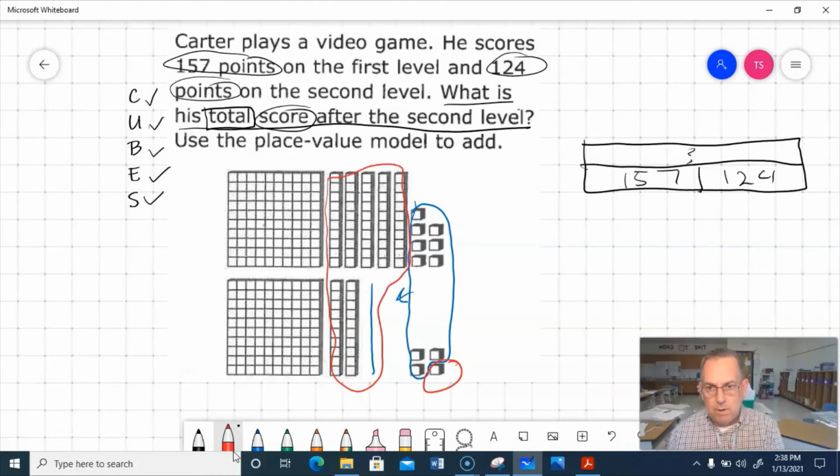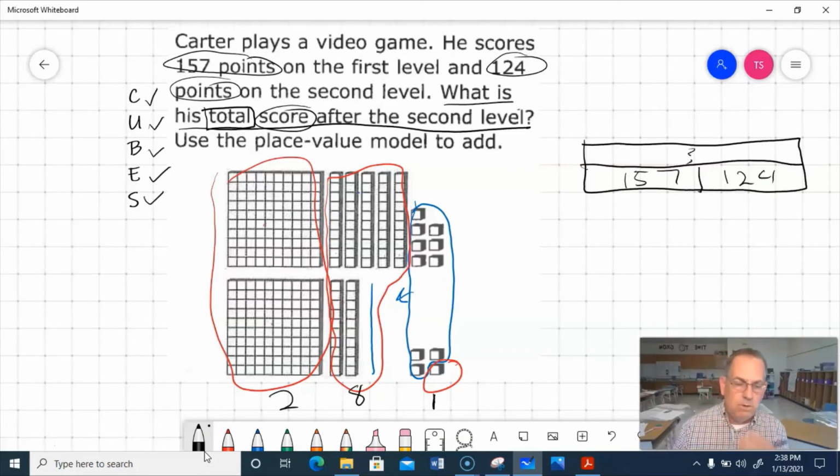And then I have 1 200s. 1 and 200s. So that looks like I have 281 there. Okay, and we'll go and do a regular computation, the standard way we add together numbers. So that's 157 plus 124.